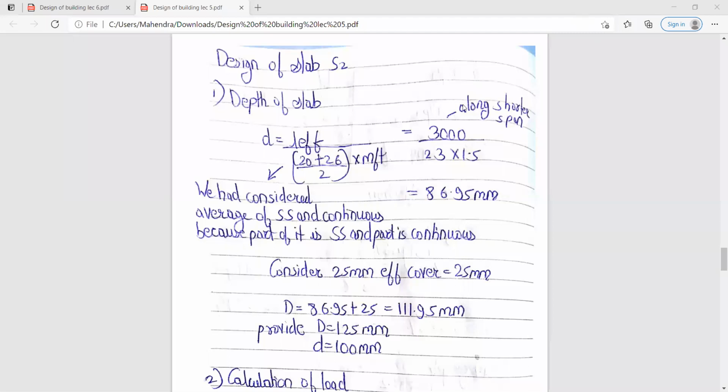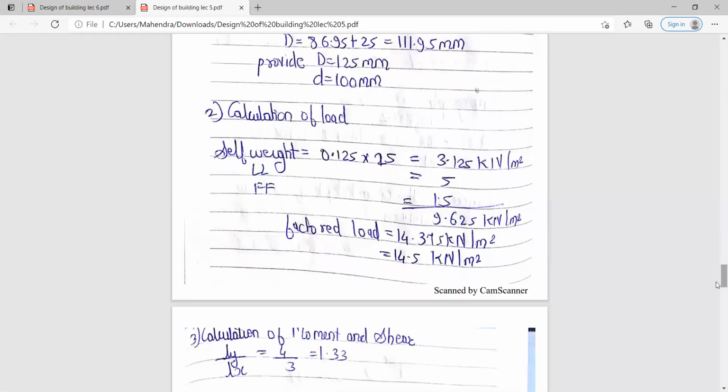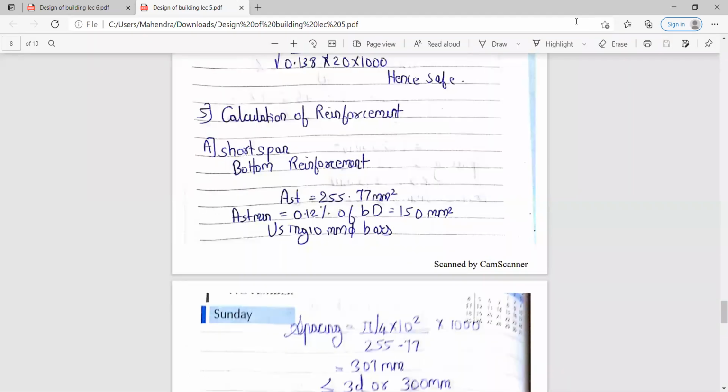After calculation of depth, we proceeded with the calculation of loads. So loading calculations we also saw yesterday. Then moment and shear we also saw yesterday. Up till the check for flexure we had done in the last lecture. Now we'll start with the calculation of the reinforcement.